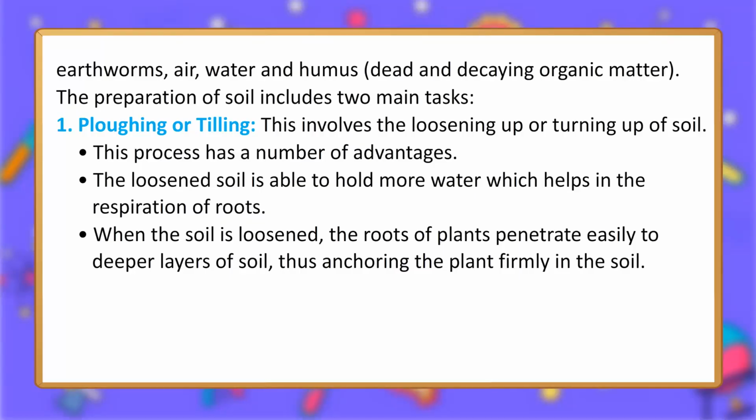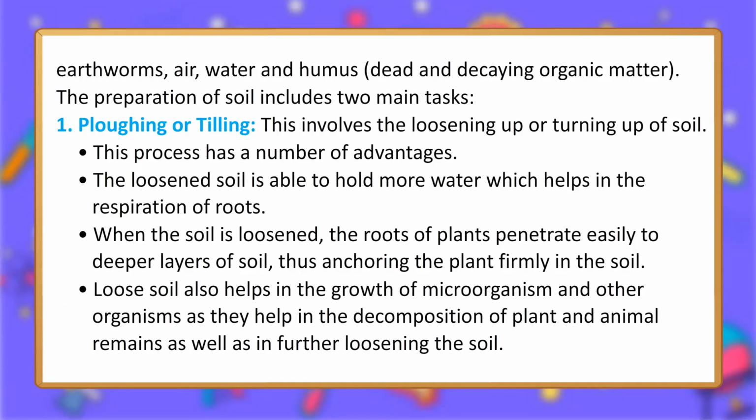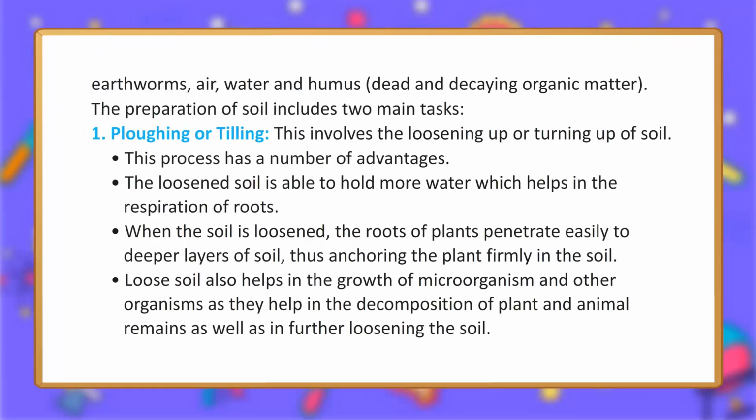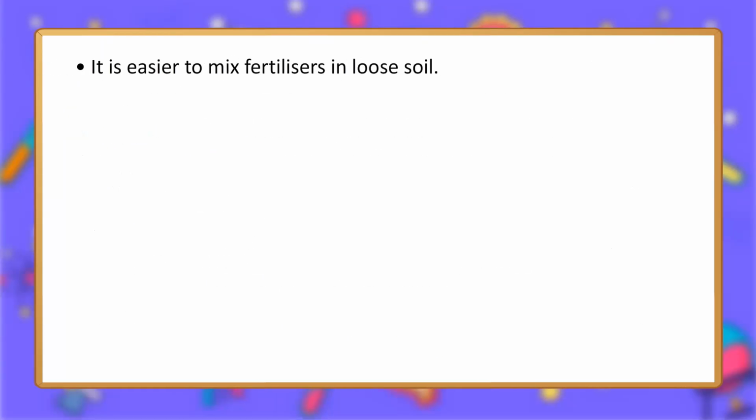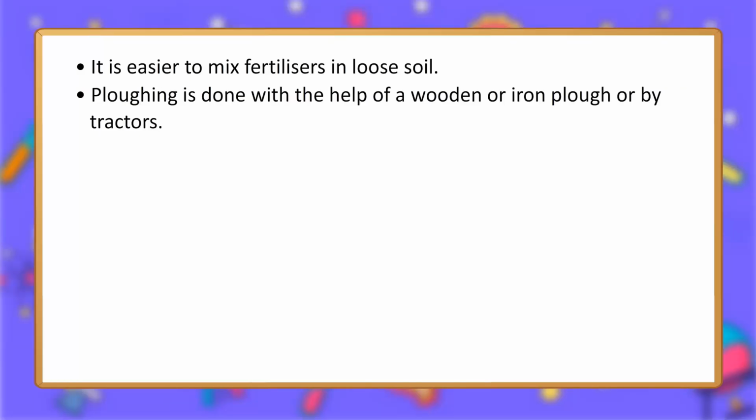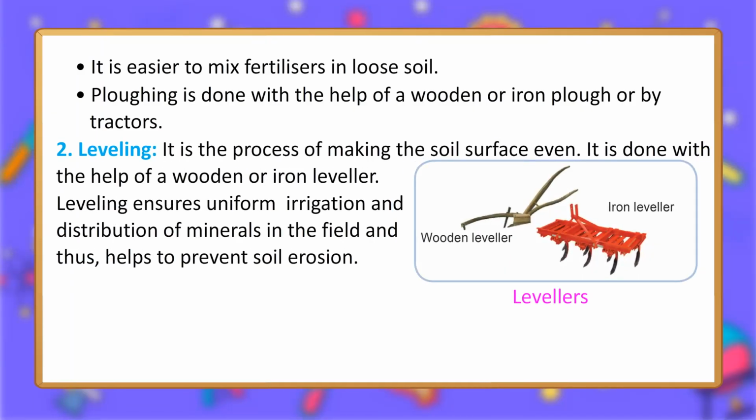When the soil is loosened, the roots of plants penetrate easily to deeper layers of soil, thus anchoring the plant firmly in the soil. Loose soil also helps in the growth of microorganisms and other organisms, as they help in the decomposition of plant and animal remains as well as in further loosening the soil. It is easier to mix fertilizers in loose soil. Plowing is done with the help of a wooden or iron plow or by tractors.